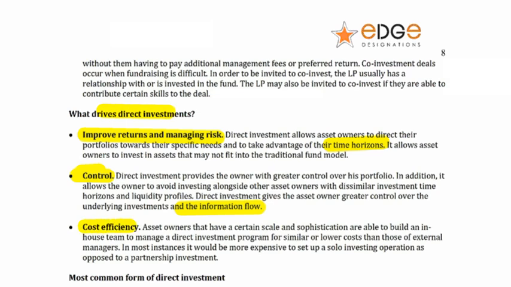Cost efficiency. Generally speaking, asset owners that are quite large and have reached a certain scale and sophistication can build their own teams to manage a direct investment program. And they may say, well, hold on a second, this is cheaper than going somewhere else and paying, for example, a percentage of assets under management or things like that.